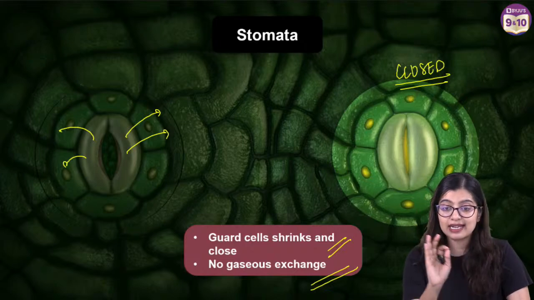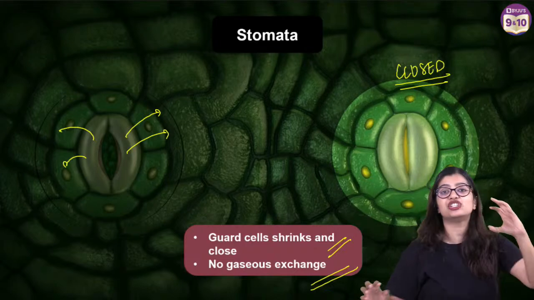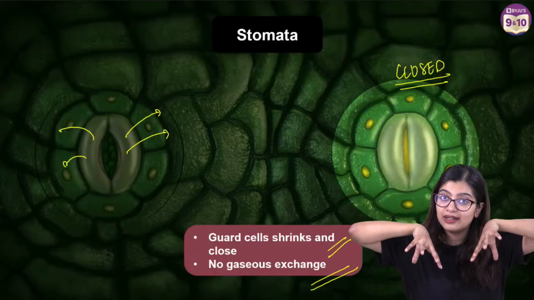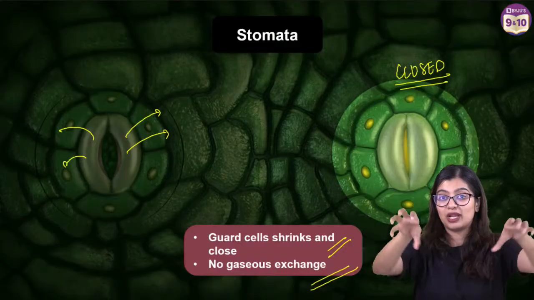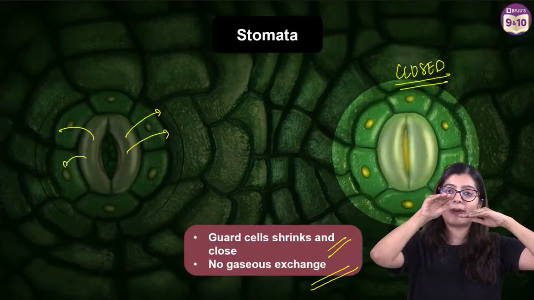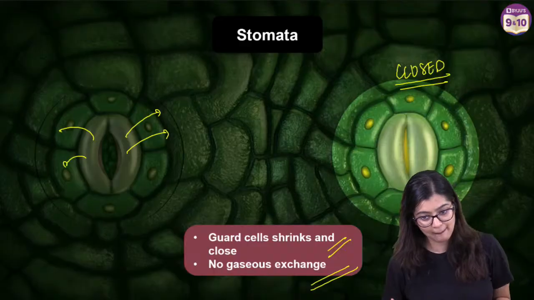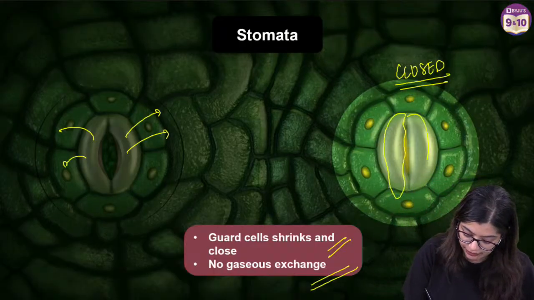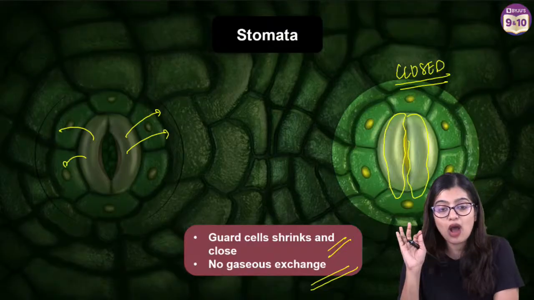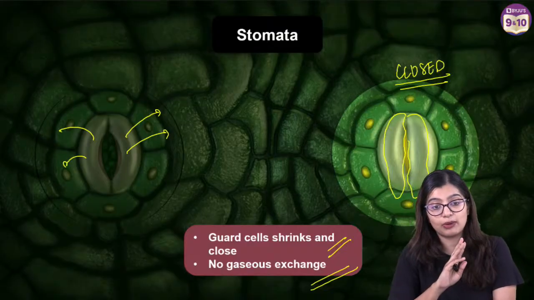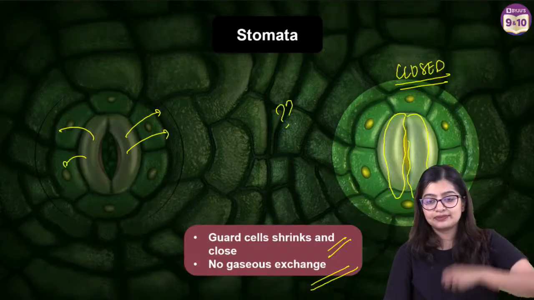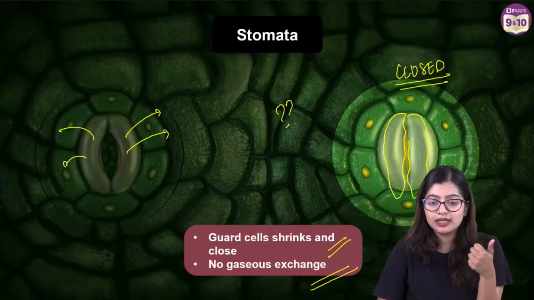So guard cells are kidney bean shaped cells. When water enters into the guard cell, they become turgid. That means that is when they get the kidney bean shape. Stomata is open, gaseous exchange happens. When it shrinks, the shape is gone and it will become flaccid. So now are we clear when stomata will be open and when stomata will be closed? Yes or no? Are we clear?